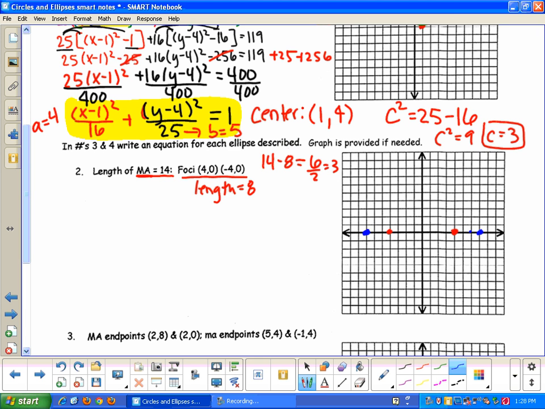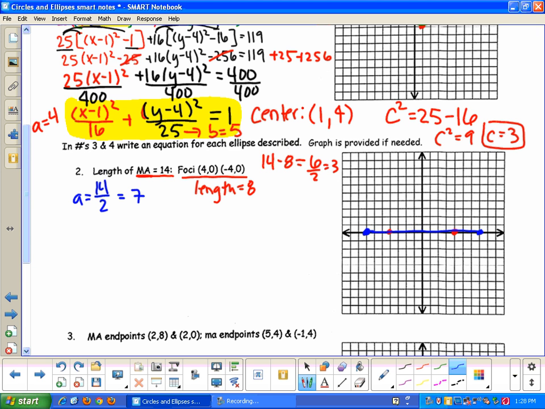And I know that those are the ends of my graph. So I know that the distance from here all the way to here is going to be a distance of 14, which is my major axis. And because my major axis is 14, that also tells me, remember, half that distance is going to be your a. So 14 divided by 2 gives me 7 for my equation.